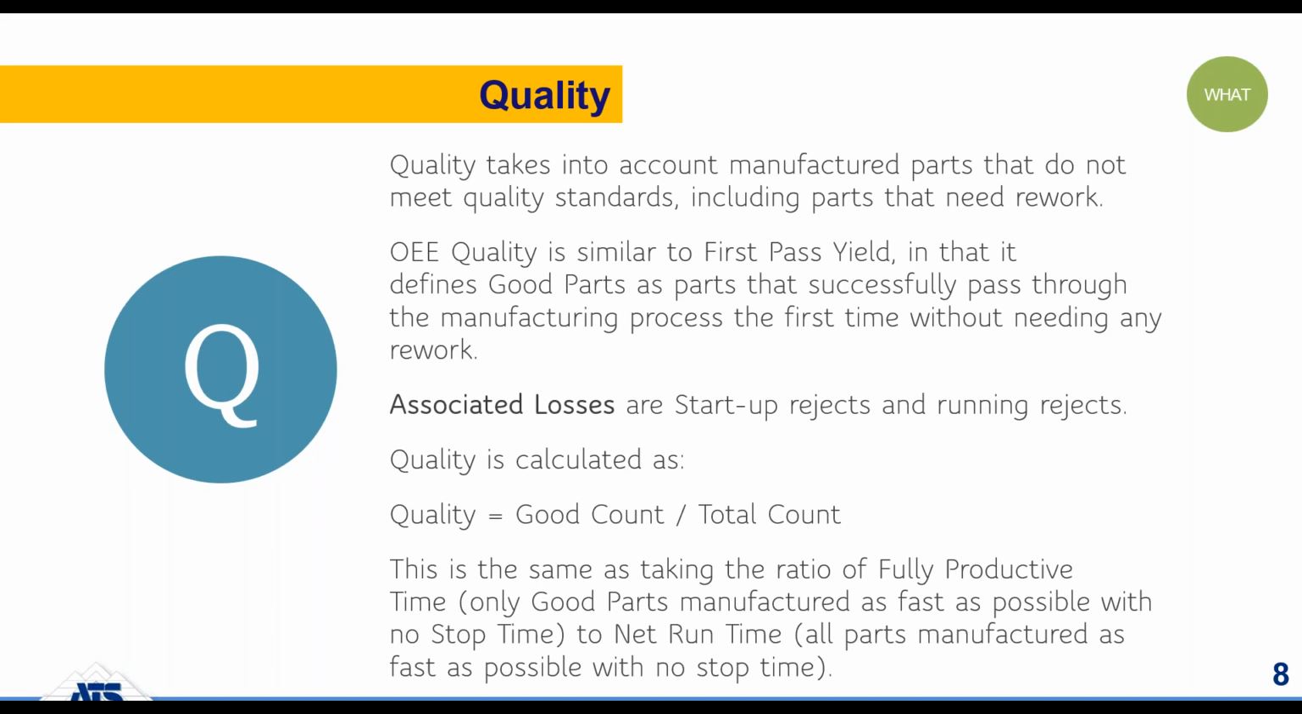This is the same as taking the ratio of fully productive time, only good parts manufactured as fast as possible with no stops, to net runtime. That is all the parts manufactured as fast as possible with no stops.